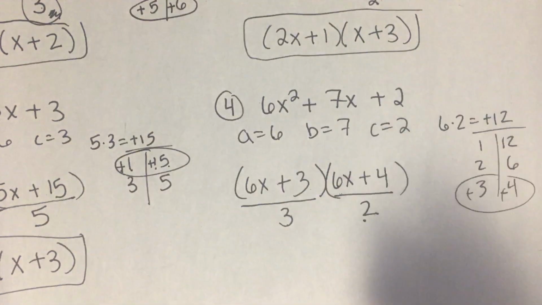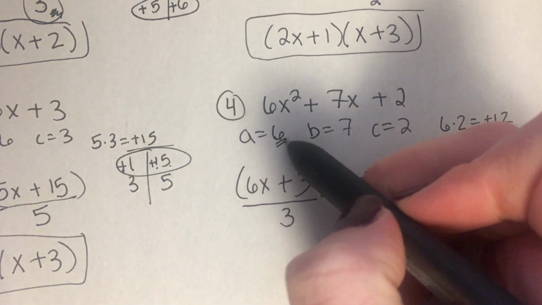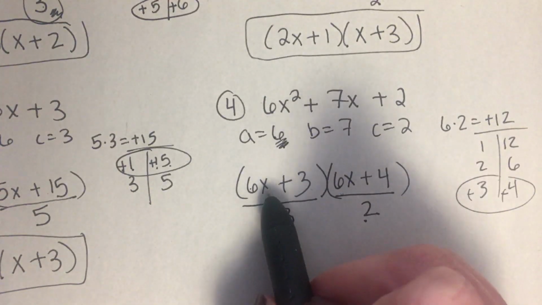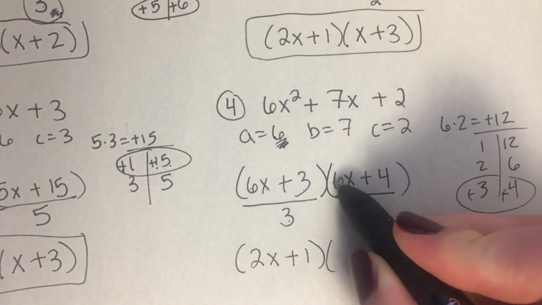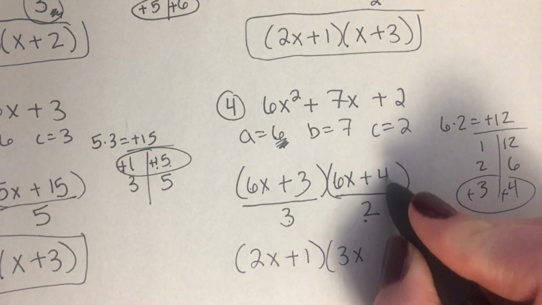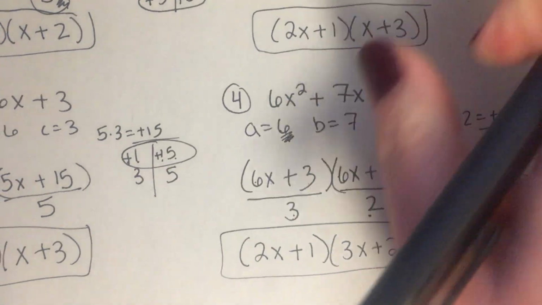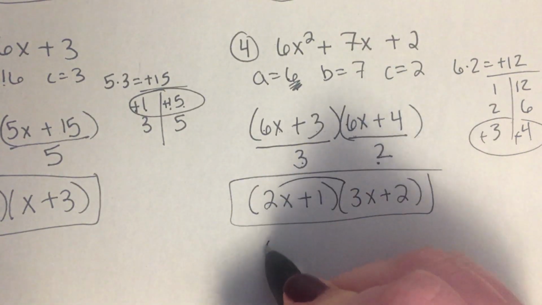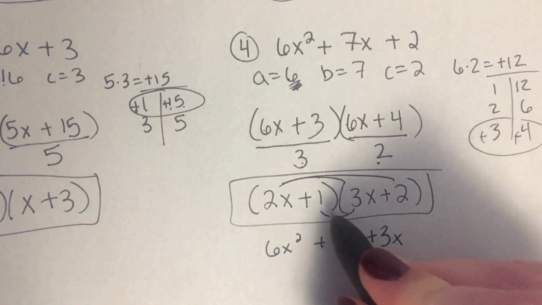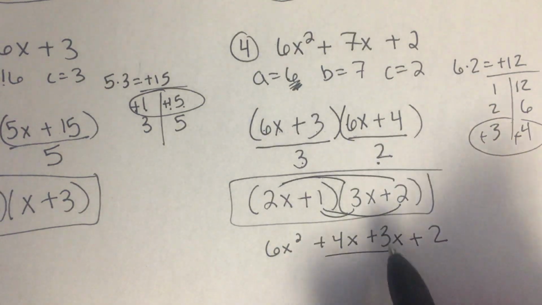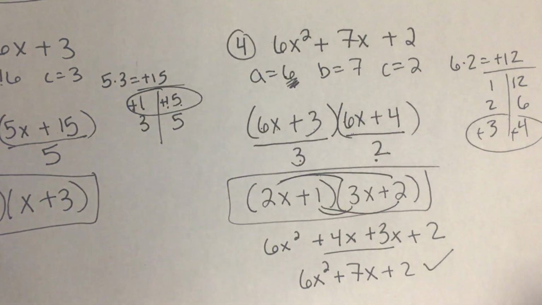Because remember, we're doing division, so if we do the reverse of multiplication, that's how we wind up seeing if we took out enough to make the 6. So 6x plus 3 divided by 3 is going to be 2x plus 1. And then 6x divided by 2 is 3x. And 4 divided by 2 is 2. And we're done. So this makes sense because you can check going forward. So if I multiply this out, I'm going to get 6x squared plus 4x plus 3x plus 2. And then we combine like terms, and we wind up with 7x plus 2, which is our original, so we know we did it correctly.